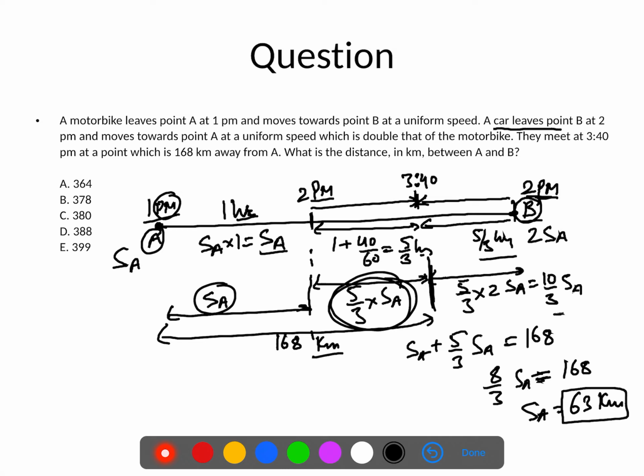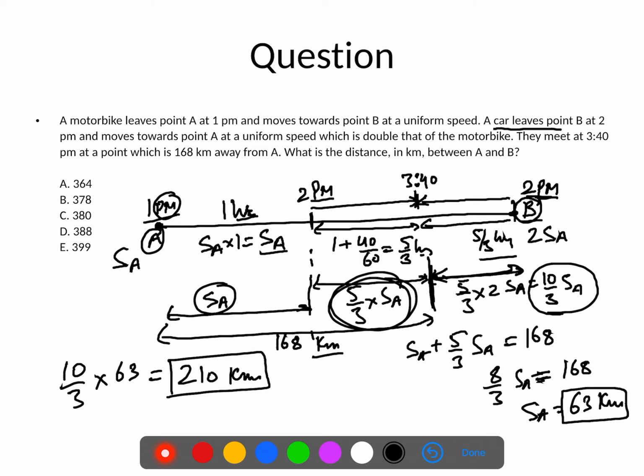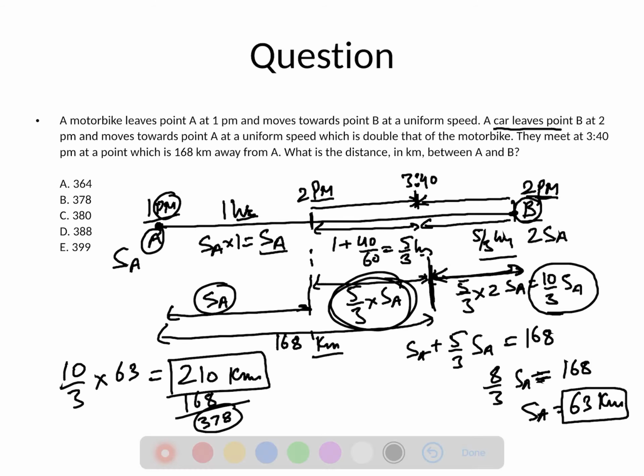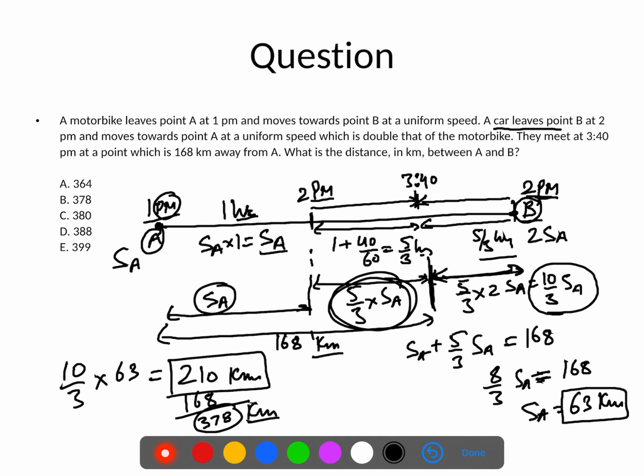So this part of the journey, this distance traveled by the car, is 10 by 3 of SA, 10 by 3 into 63. That would be 210 kilometers. So 210 plus 168, that will be 378 kilometers. Total distance from A to B. That's our answer.